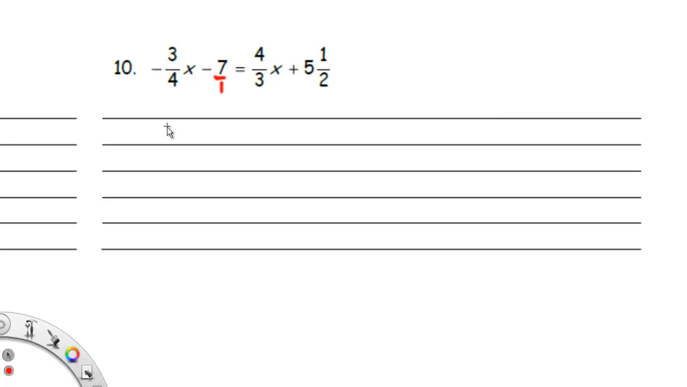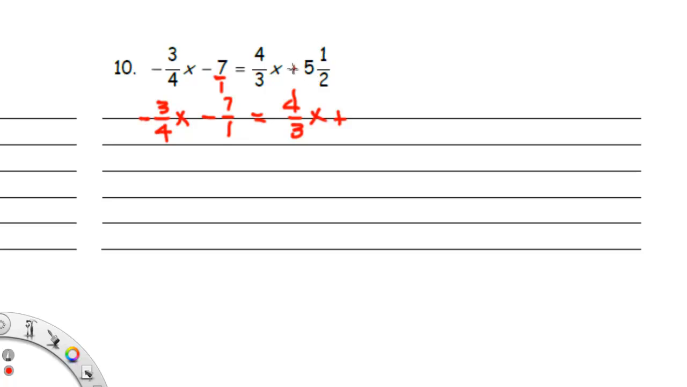So let's take a look at 3/4. I've got a negative 3 over 4 x minus 7 over 1. Again, I'm writing the 1 here. We usually don't write 7 over 1, but I'm doing it so I know what the denominator is. And then 4/3 x plus 5 1/2.